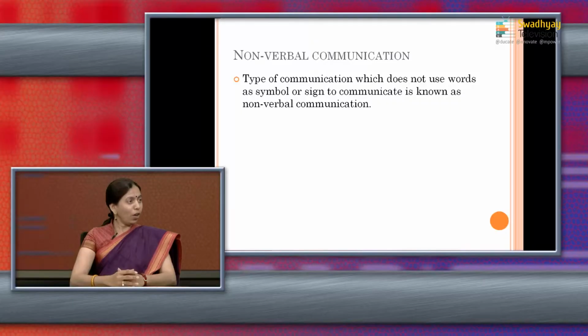Today, we are going to discuss about the non-verbal communication and various components, types of non-verbal communication. Just observe the definition of non-verbal communication. Non-verbal communication, type of communication which does not use words as symbol or sign to communicate is known as non-verbal communication. Yes. After this, now we will discuss about various components or types of non-verbal communication. The first is appearance. Appearance as non-verbal communication.